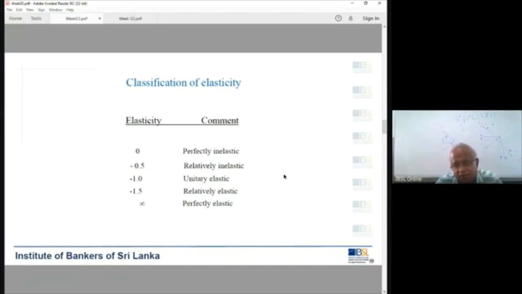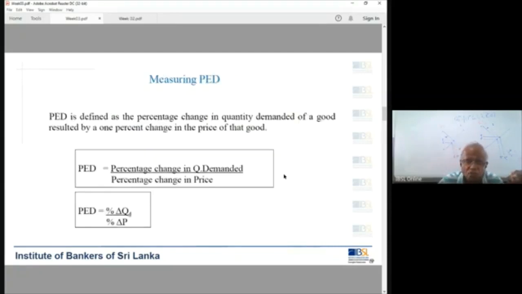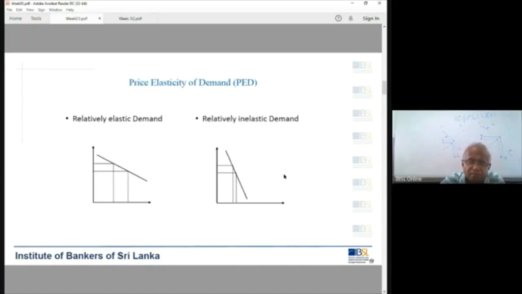The fourth one is relatively elastic. Price changes by 1%, quantity demanded changes by 1.5%. 1.5 divided by 1, more than the price change. Relatively elastic demand. Quantity demanded changes more than the price change.